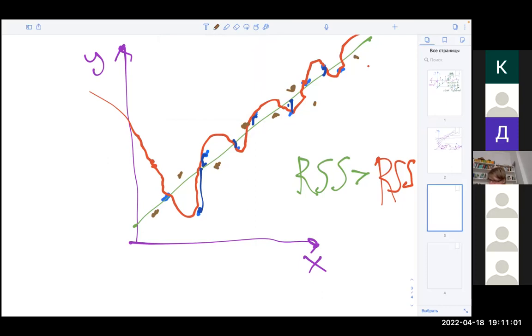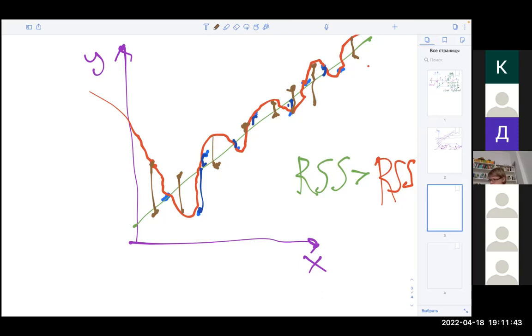So in these cases, if you calculate residual sum of squares, an interesting thing can happen. If you calculate these differences for the new data set, for the red model it can be much higher than for the green one. For the green one, it will more likely be close to the residual sum of squares that we had for the first data set.